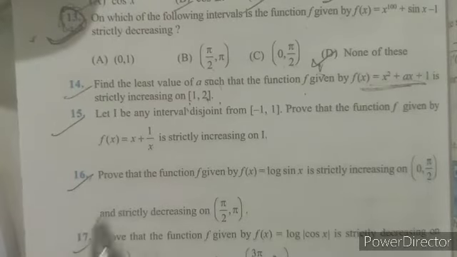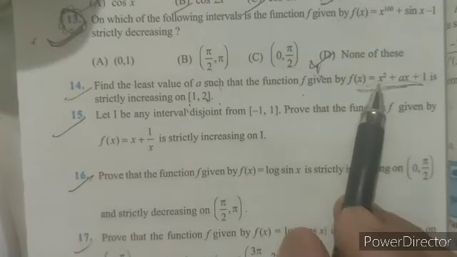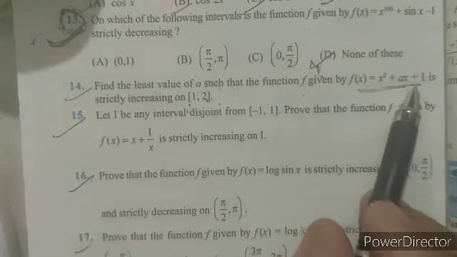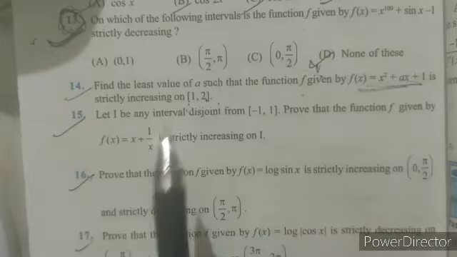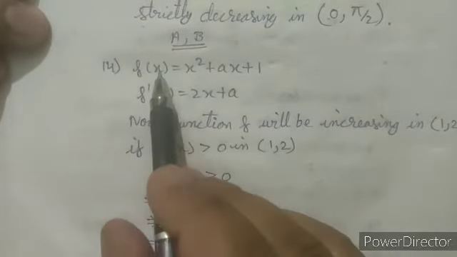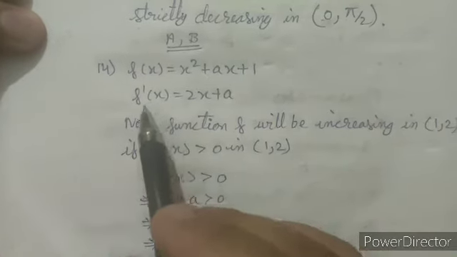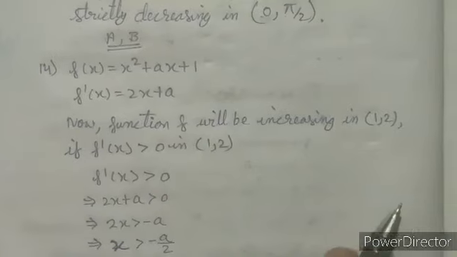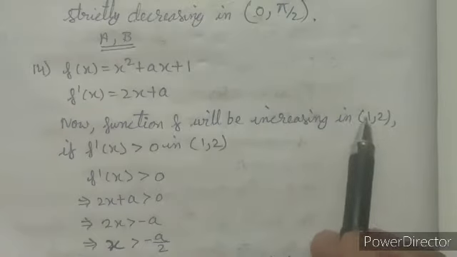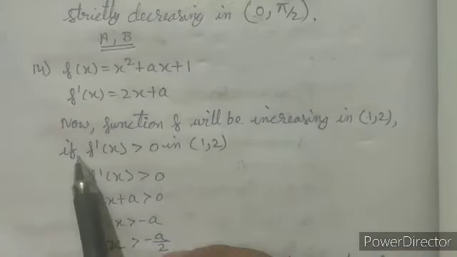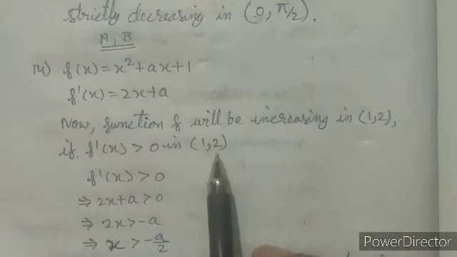Now in question number 14, find the least value of a such that the function f given by f(x) equal to x square plus ax plus 1 is strictly increasing on 1 to 2. Now function f(x) is given to us. On differentiating with respect to x, f dash x will be equal to 2x plus a. Now function f will be increasing in interval 1 to 2 if this f dash x is greater than 0 in interval 1 to 2.